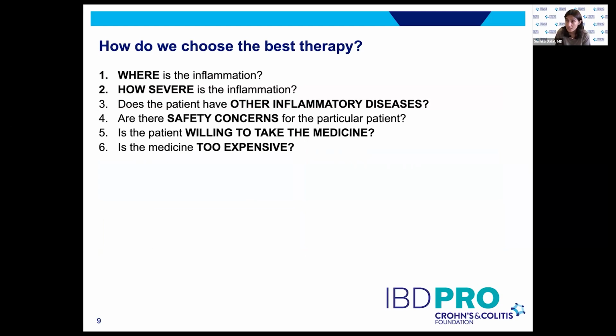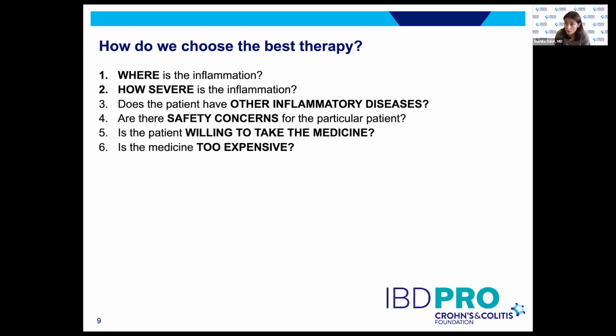How severe is the inflammation? Like I was just mentioning, if it's severe ulcerative colitis, mesalamine is not the right first medicine. If it is mild disease, maybe a biologic is not the right first medicine. So we really need to think about that disease severity. Does the patient have other inflammatory diseases? Do they have joint pains and they need a biologic that's good at treating inflammatory arthritis? Do they have psoriasis and they need one that can treat psoriasis too? Because then you're really going to want to choose something that can treat both conditions.